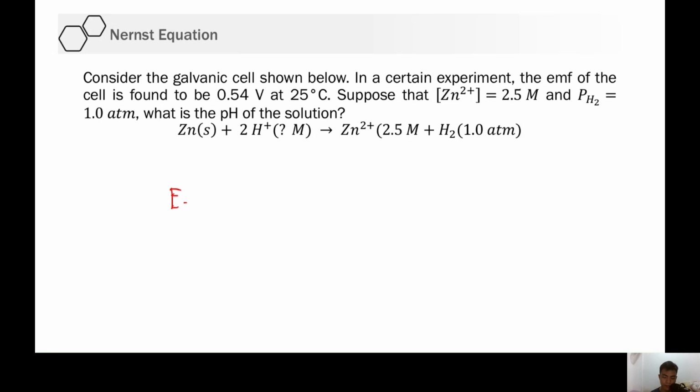We have E cell equals E naught cell minus 0.0592 over n log Q. Take note that Q is the reaction quotient. Remember that in chapter 4, we separately write the pressure and the concentration values, right? So we write the K expression for concentration separately from the K expression for pressure.